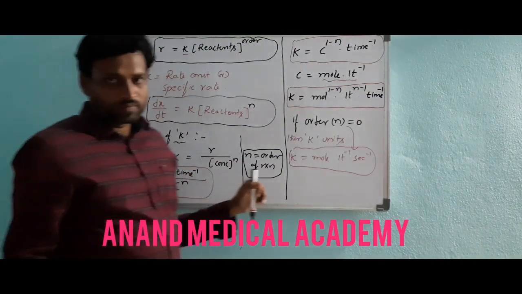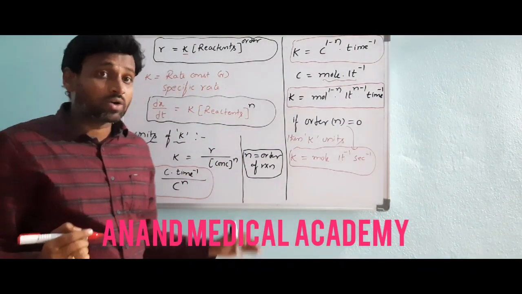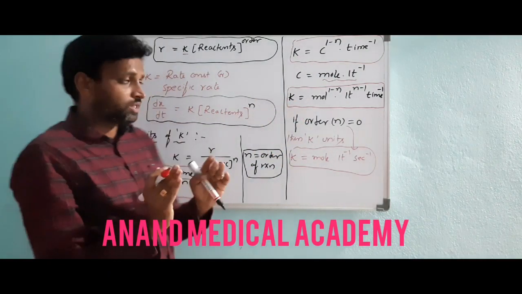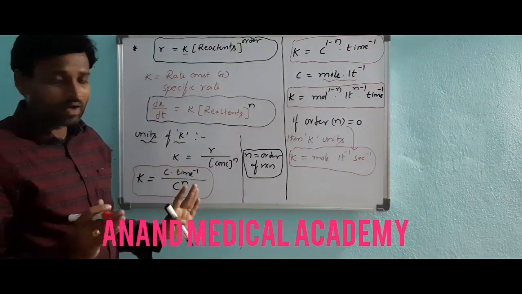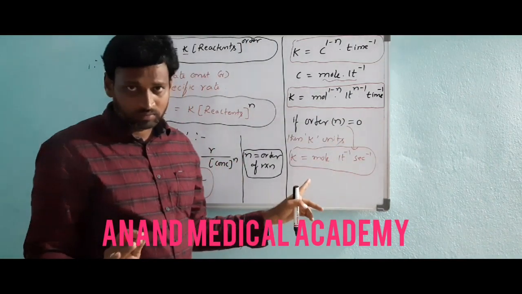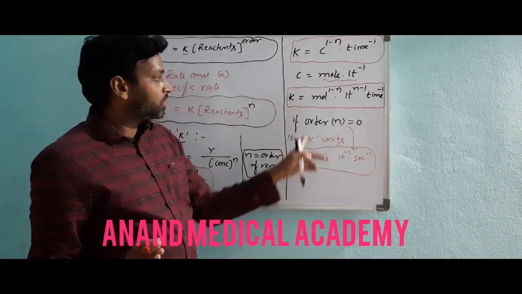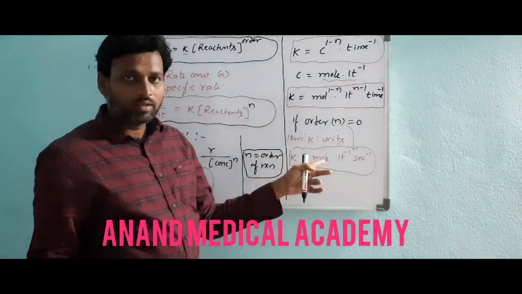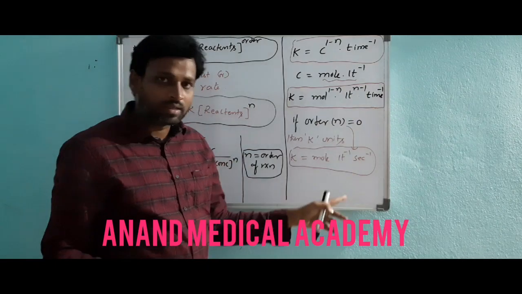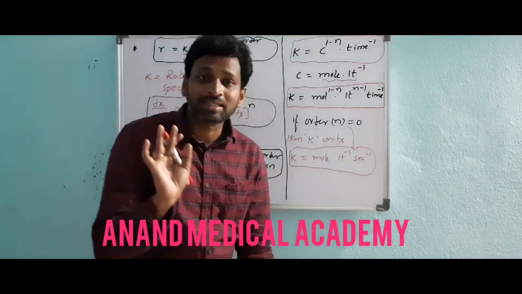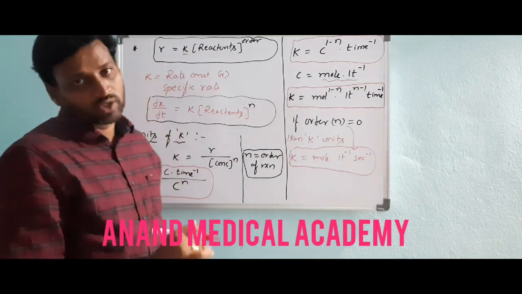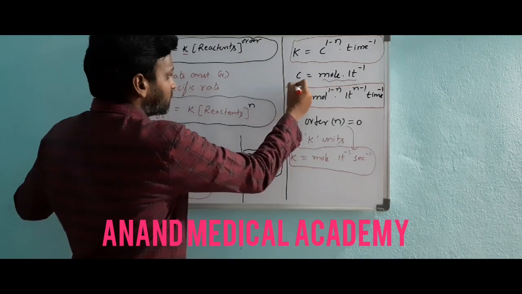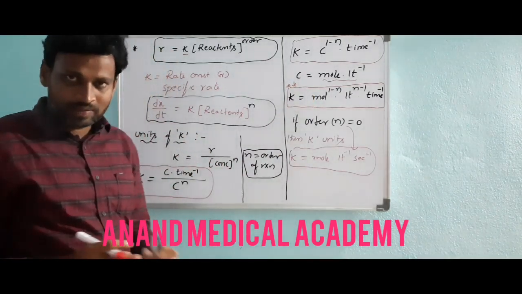If order is 1, if n value is 1, order of reaction is 1. Okay. Order means, I told you, the sum of the powers of the concentration terms in the rate law. So if that order is 1, then what will be the K units? K units: mole power 1 minus 1, 0, liter power 1 minus 1, 0, and time inverse. Just time inverse is the units for first order. Got it? So in general, if you know the K units, you can write anything else.